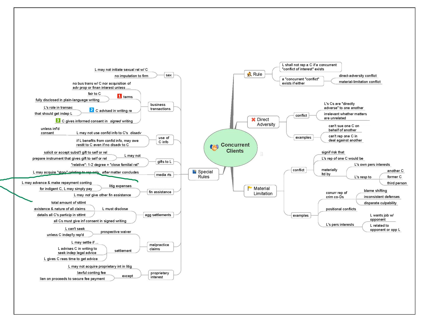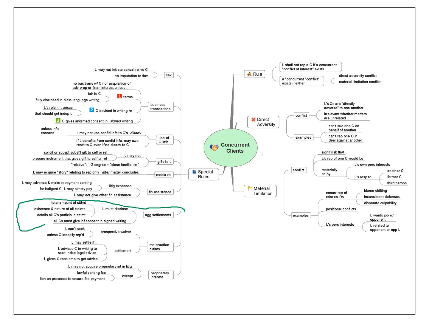Financial assistance. Lawyers can generally not give financial assistance except litigation expenses. The lawyer can advance those litigation expenses and make repayment contingent on the outcome of the case. And for indigent clients, the lawyer can simply pay the costs the lawyer wishes to.